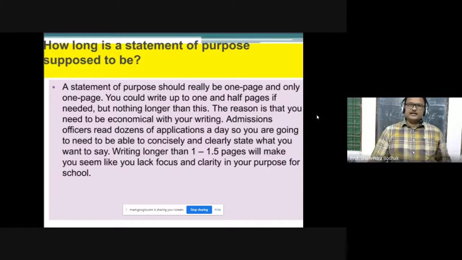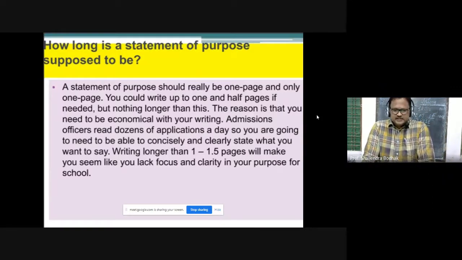First rule is that your statement of purpose should be typed. Then they have given you the font size and how much margin is to be left, or how many words your statement of purpose should have. All these things are given. The next rule is that it should be 1.5 pages, not more than that. That is 500 words. The reason is that you need to be economical with your writing.